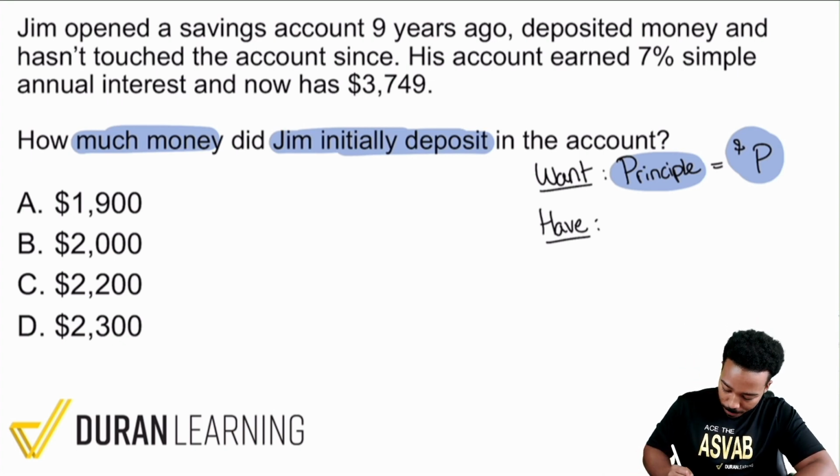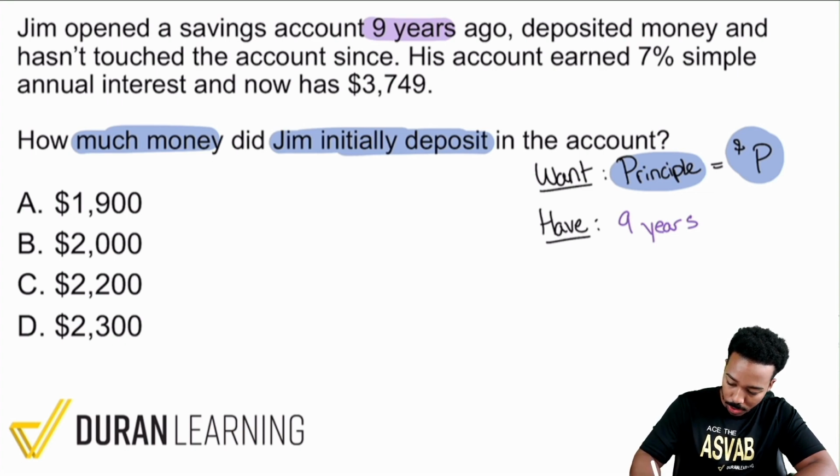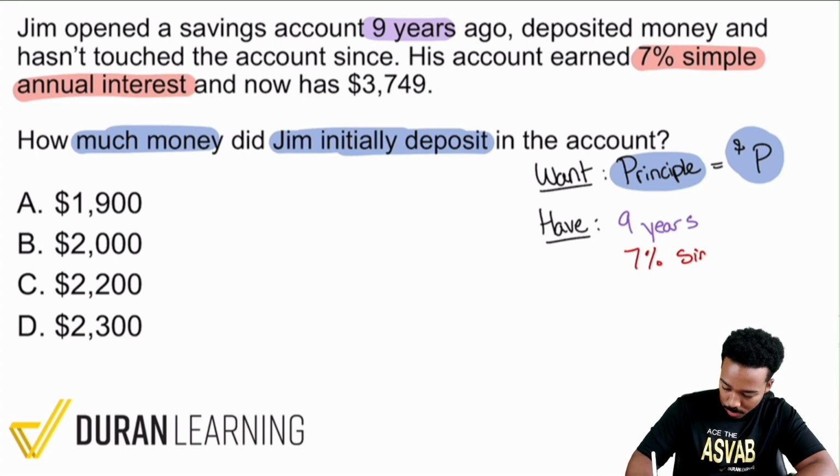So what do we have? We see that we have 9 years. So let me write that here. 9 years. And so we see here that it was 7% simple interest, right there. 7% simple annual interest. Simple interest.